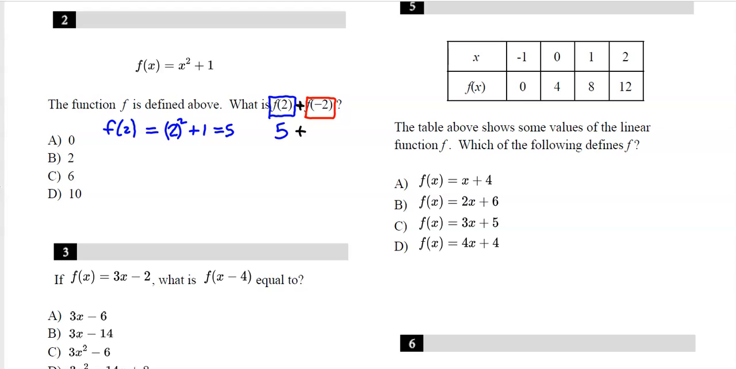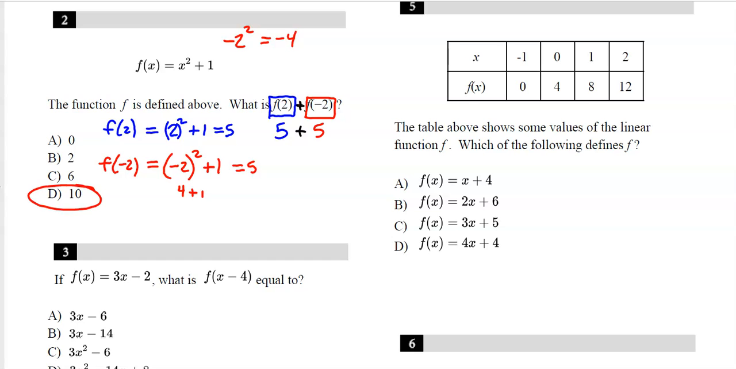Now we got to figure out what f of negative 2 is. So f of negative 2 means I put a negative 2 in. Be careful that you put parentheses, because if you just type it into your calculator like this, it's going to tell you the answer is negative 4. But that's wrong. All right, I mean, it's right, but it's wrong because we want to do negative 2 times itself, which is going to be a positive 4 plus 1. So that also equals 5. That doesn't always happen. Sometimes you get two different numbers. But finally, it wants to know what 5 plus 5 is. Correct answer there would be 10.